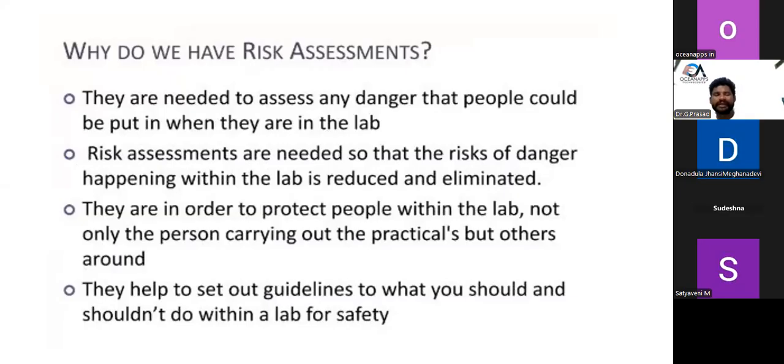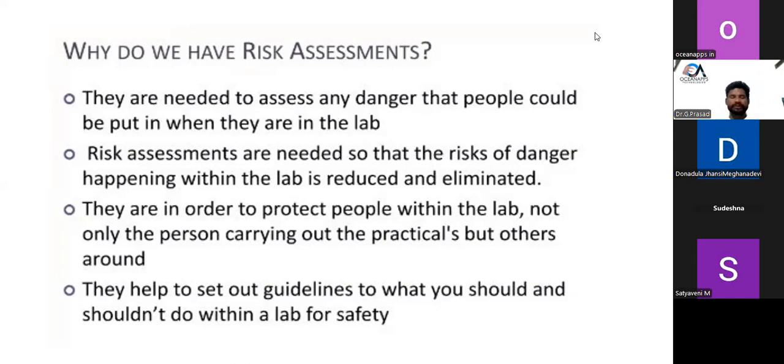They are needed to assess any danger that people come to when they are in the lab. A risk assessment is needed so that the risks of a dangerous happening within the lab are reduced and eliminated. There are a number of ways to protect people within the lab. That means you can use personal protective equipment, or you can use safety people, or you can use safety training. These are all ways to protect people.